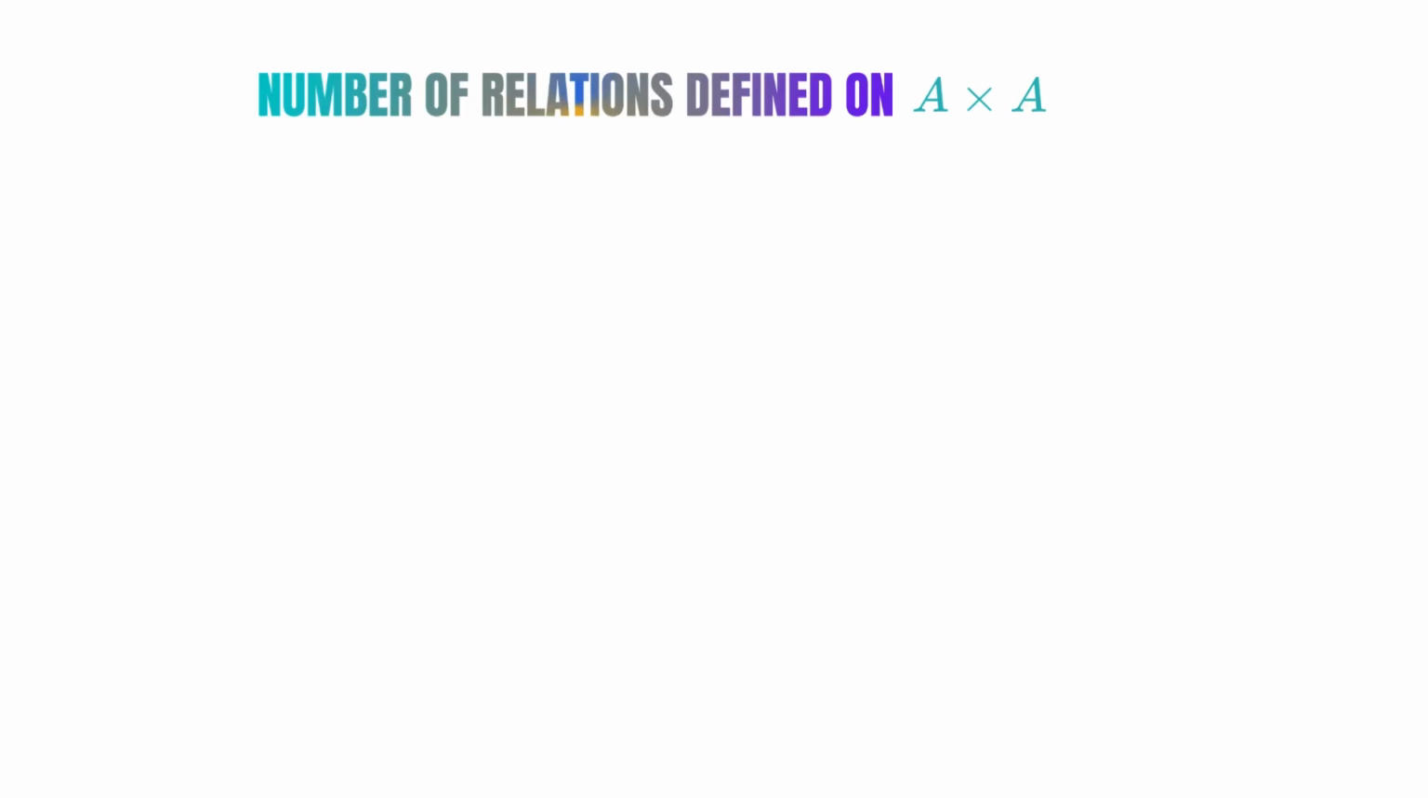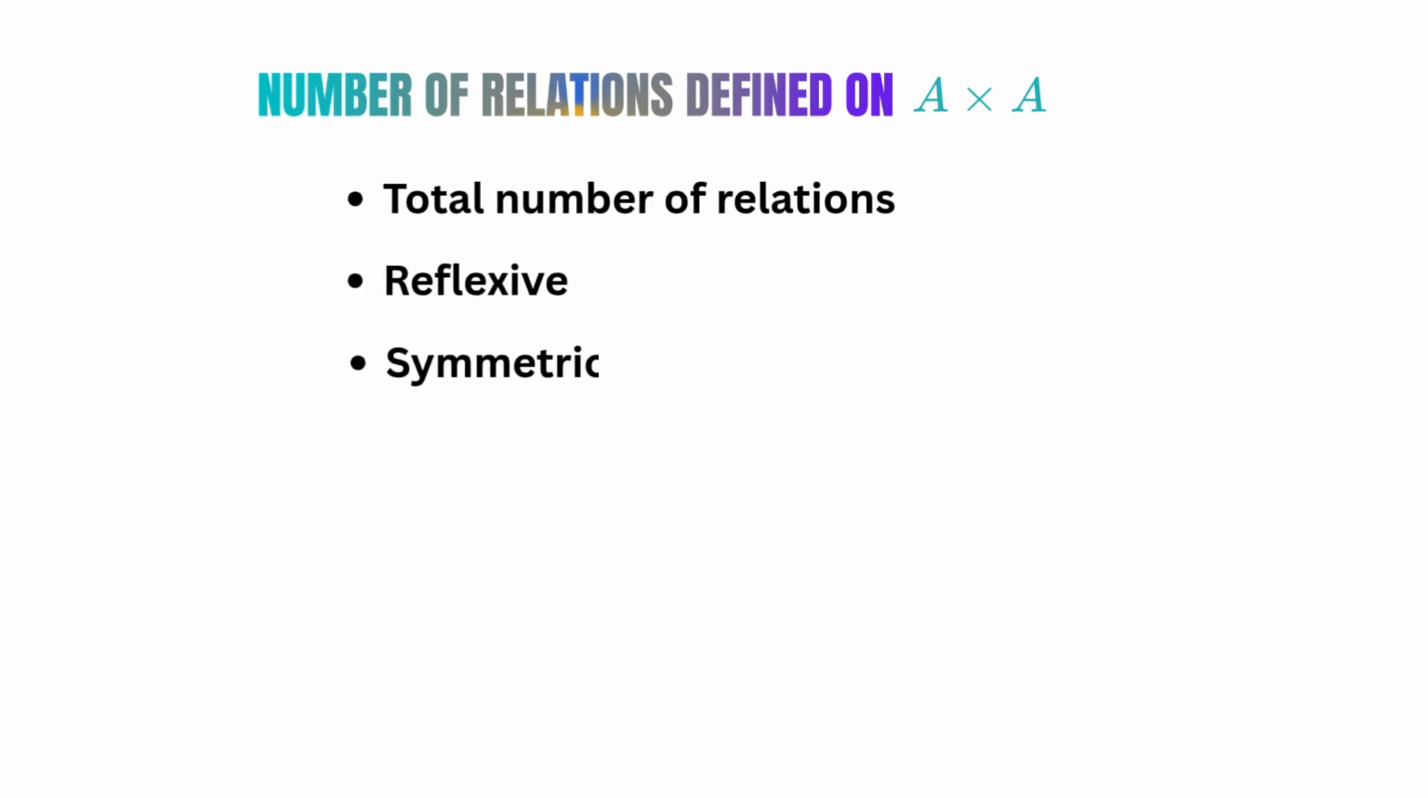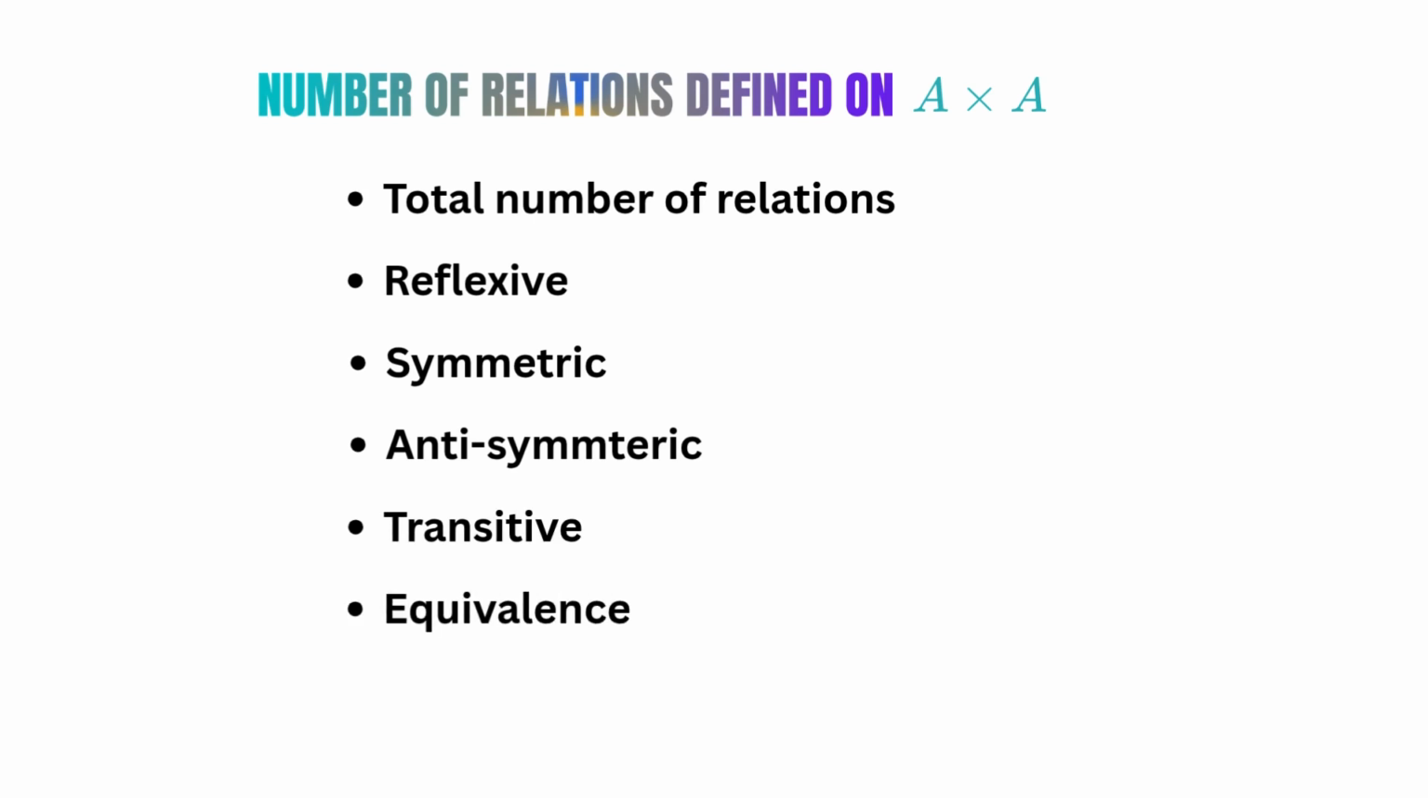Hello friends, let's try a very interesting problem from set theory: number of relations defined on two sets. In this video, we will talk about not only the total number of relations but also different types of relations like reflexive, symmetric, anti-symmetric, transitive and equivalence relations. Let's dive into each of them one by one.